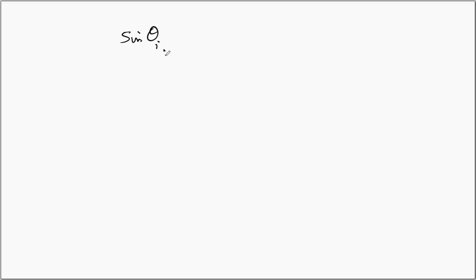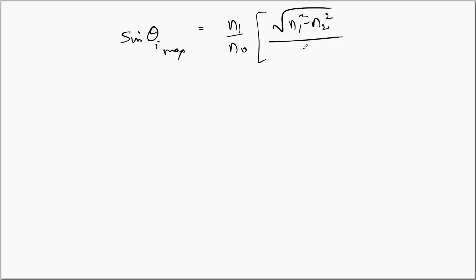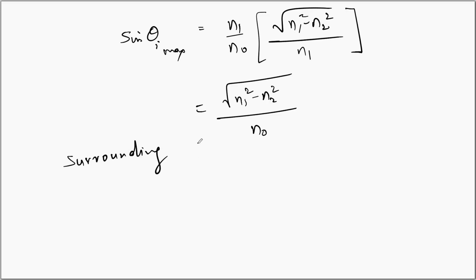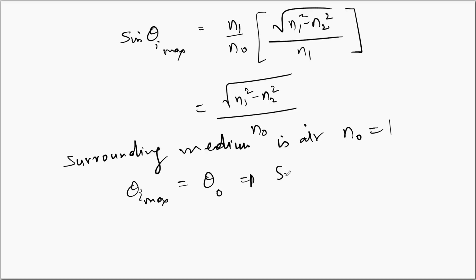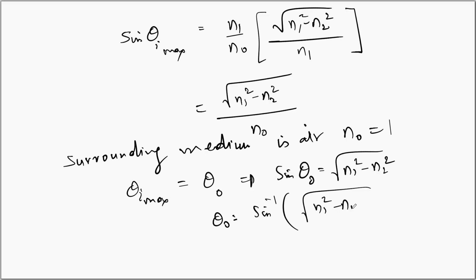Sin theta I max is equal to n1 upon n0 into square root of n1 square minus n2 square upon n1. So this will be equal to square root of n1 square minus n2 square upon n0. Very often, the surrounding medium is air, so n0 can be taken as 1. So from this we write theta I max is equal to theta 0. This gives sin theta 0 as square root of n1 square minus n2 square, or theta 0 is equal to sin inverse of square root of n1 square minus n2 square.